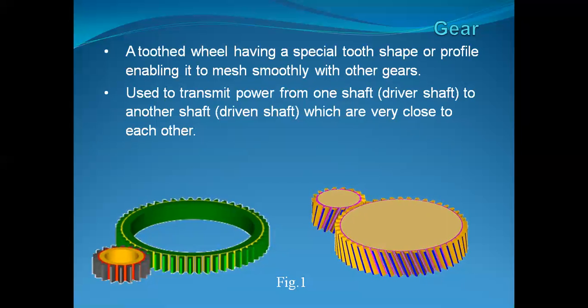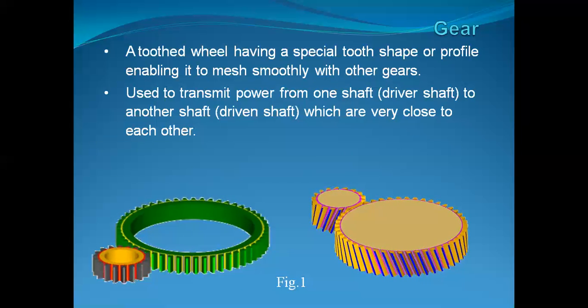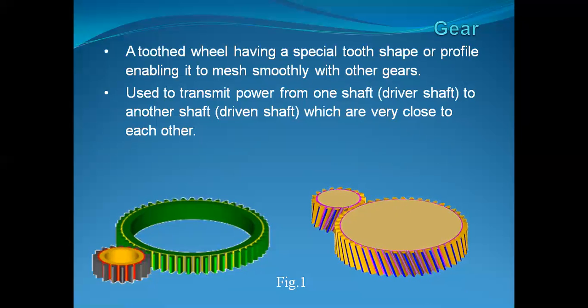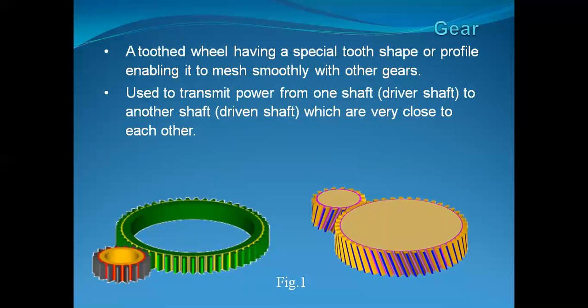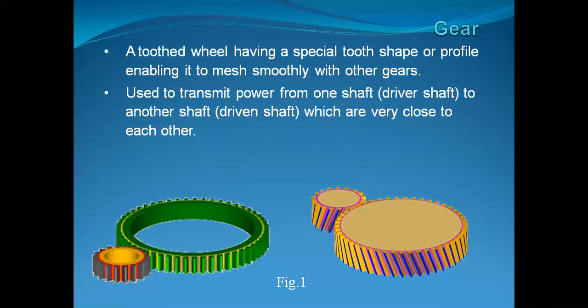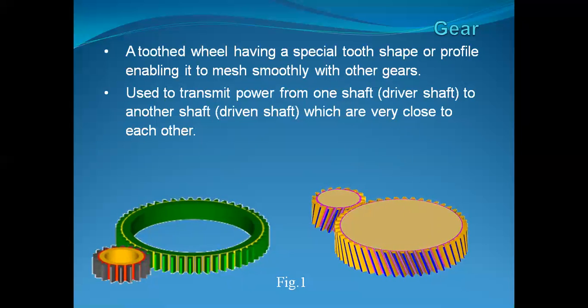So that is the definition of gears: a toothed wheel having a special tooth shape or profile enabling it to mesh smoothly with other gears, used to transmit power from one shaft to another shaft, which are very close to each other.